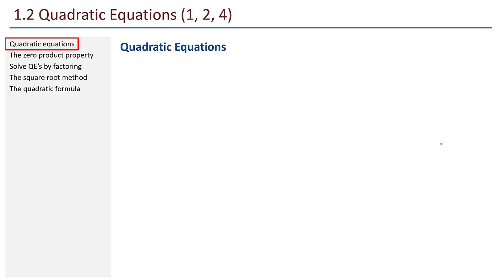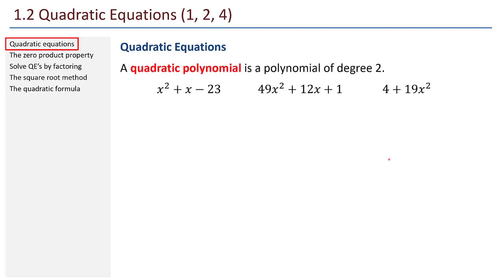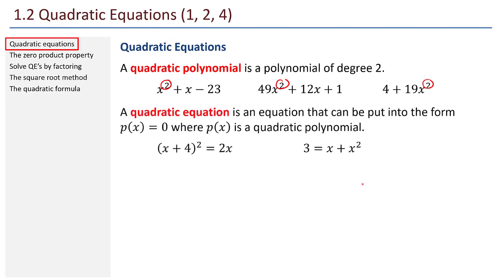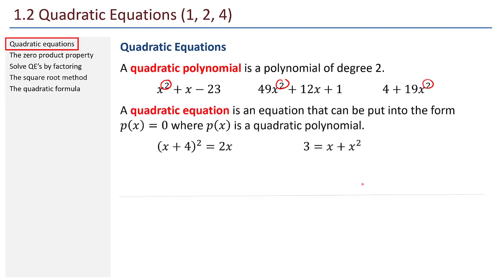What is a quadratic equation? So first of all, we need to actually talk about a quadratic polynomial. A quadratic polynomial is a polynomial of degree 2. These three are three examples of quadratic polynomials. In each case, the degree is 2. Now, a quadratic equation is an equation that can be put into the form p of x equals 0, where p of x is a quadratic polynomial.